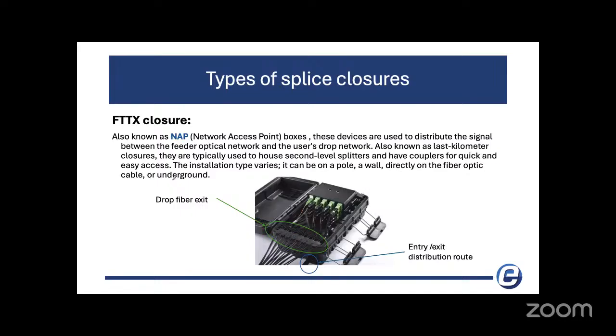So from your LCP, I'm sorry, from your local convergence point, you go to the NAP. It's your network access point. This is like the final step where your trunk fiber gets in. You can see this is your distribution route. It goes in and then you splice it into your drop fiber. And these connectors go into the subscribers' homes.